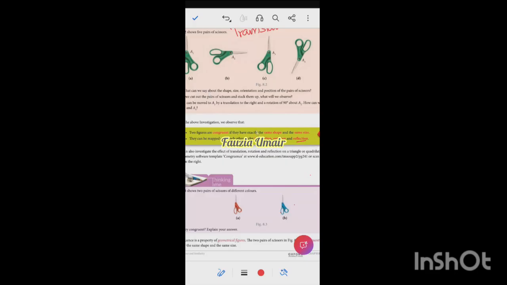There are 2 types of questions in this first exercise. Either you need to prove that the 2 given figures are congruent, or it is given in the question that the figures are congruent and you need to find out unknown angles or sides. So before we go to the exercise, there are 2 types of questions. One is that you need to prove congruency. There are 2 figures given to you, and you need to prove that those two figures are congruent figures.